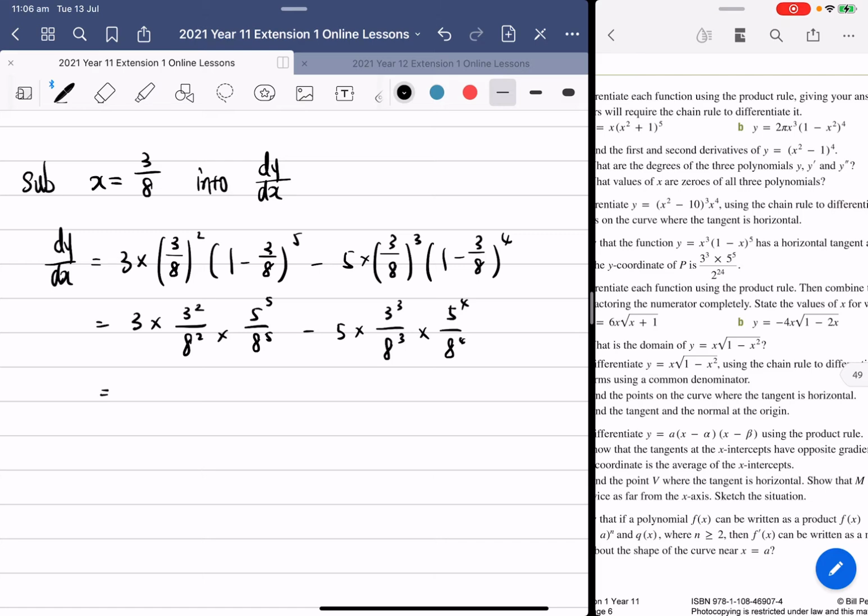What should I do here? Looks like I probably need to use a calculator. I'll use a calculator this time. Hopefully this is equal to 0. I feel like there's another way you can do this question without using a calculator, but instead of wasting time, I'm just going to use it. 5 over 8 to the power of 5.